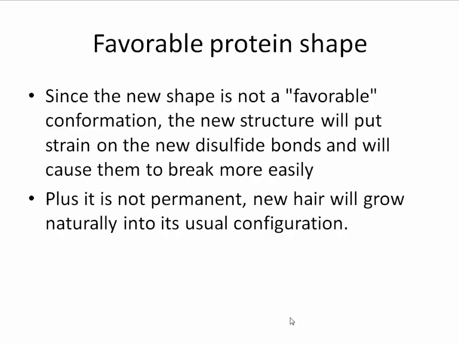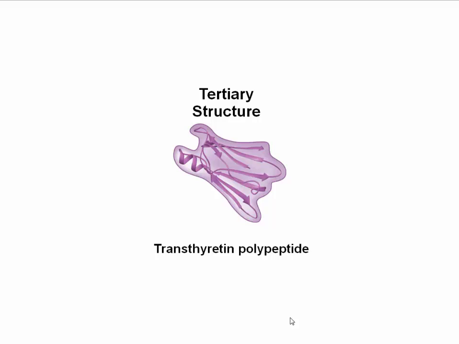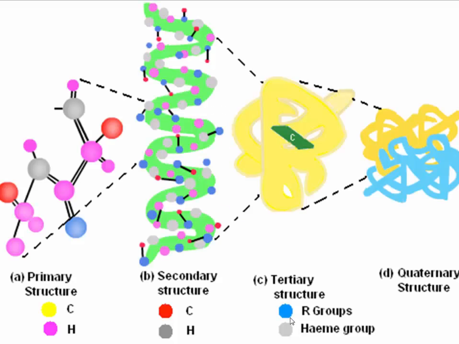And also, since it's not permanent, the new hair that keeps growing out from your roots will come out the regular way and not the way that you wanted it to be. So you'd have to keep on going to the hairdresser. The tertiary structure of this particular protein is shown like that. Here is a summary slide showing primary structure on the very left, where it's just a string of amino acids, and then the secondary structure where that string will form hydrogen bonds between the backbone, not the R groups.